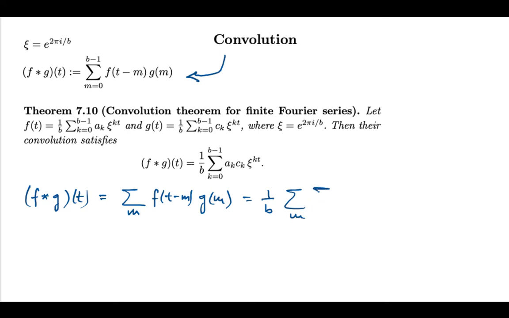So let's say I'm using index k for f, so my coefficients are ak, and then I have the exponential here, k times t minus m, which is my variable over here. And then I have another Fourier series, another 1 over b for g. So let's use index j over here. For g, I have a coefficient cj, and then my exponential goes with j and times m. Okay, and so now you should expect what happens.